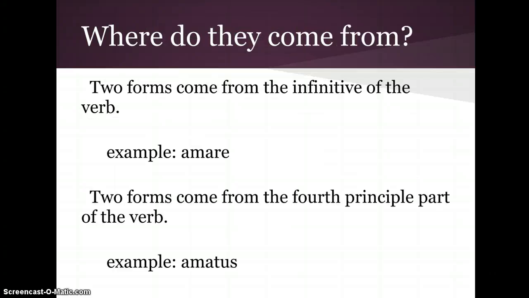So participles come from two different parts of the dictionary form of a verb. Two of the forms come from the infinitive form of the verb, which is also the second principal part, and two of the forms come from the fourth principal part, which usually ends in us.